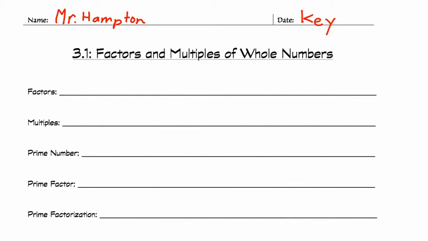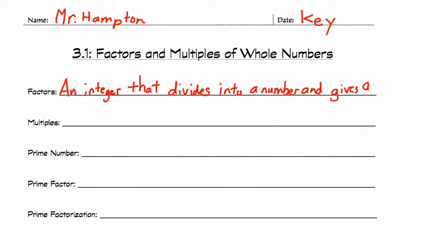Welcome to 3.1, Factors and Multiples of Whole Numbers. First we're going to go over some terms that we're going to have to know. Up first is factors. Factors are an integer that divides into a number and gives another integer. For example, 3 is a factor of 12 because 12 divided by 3 gives you 4. So 3 is a factor of 12.